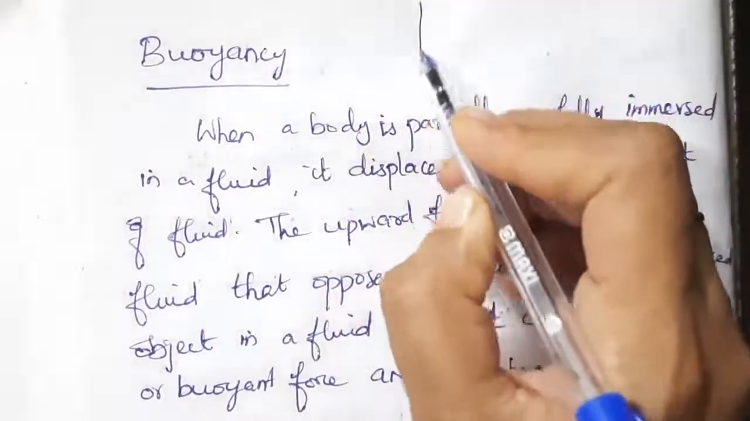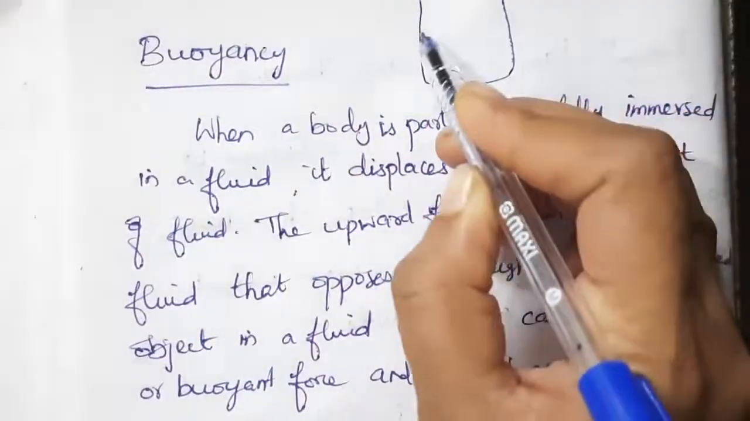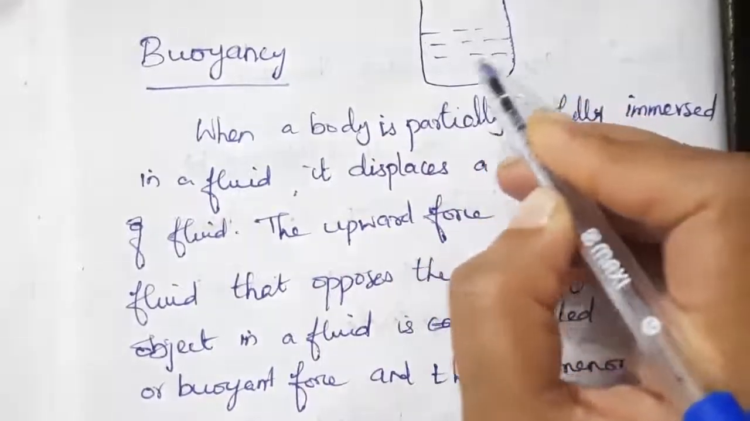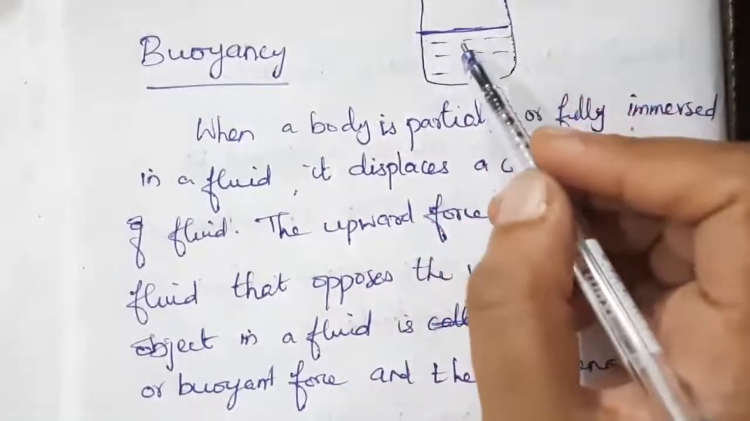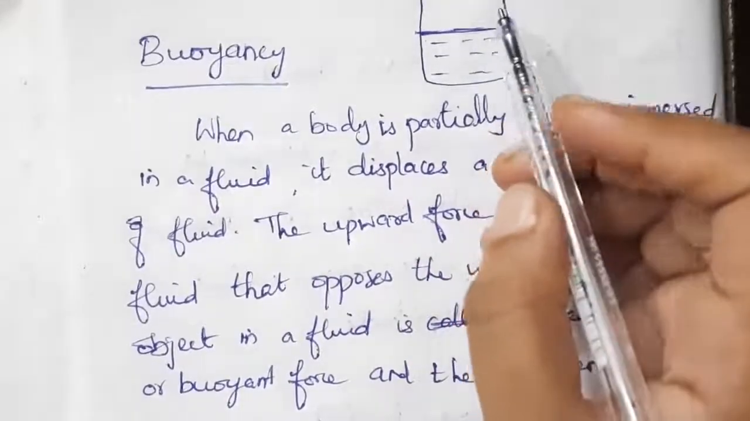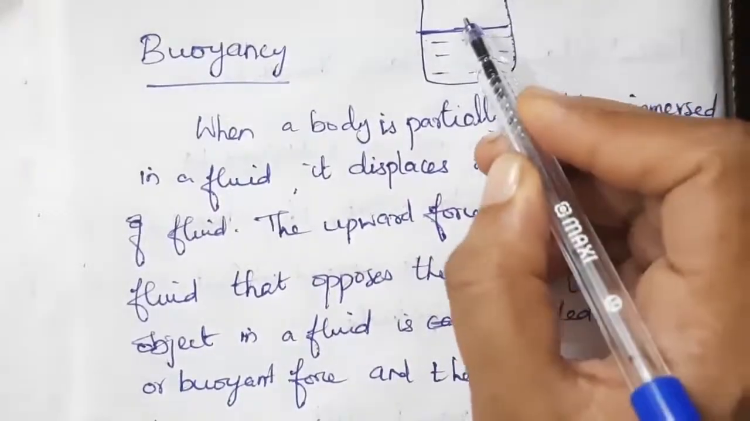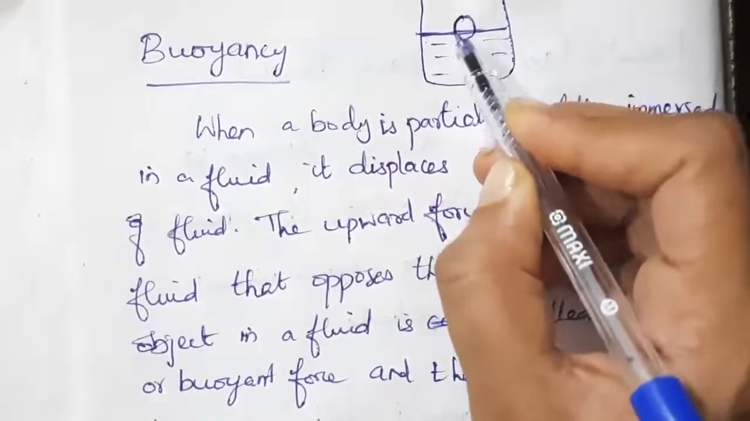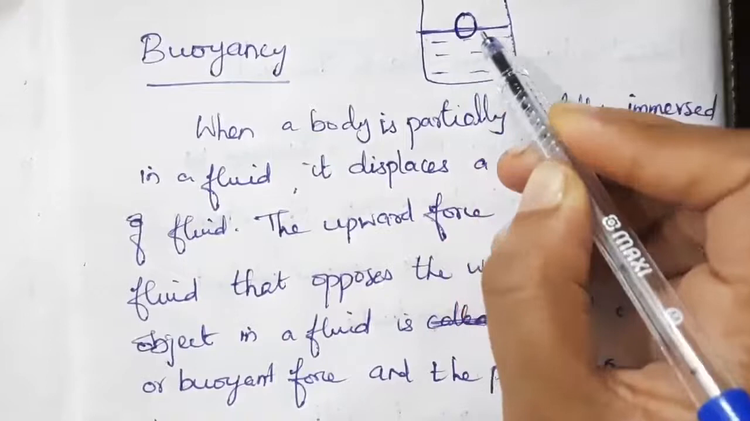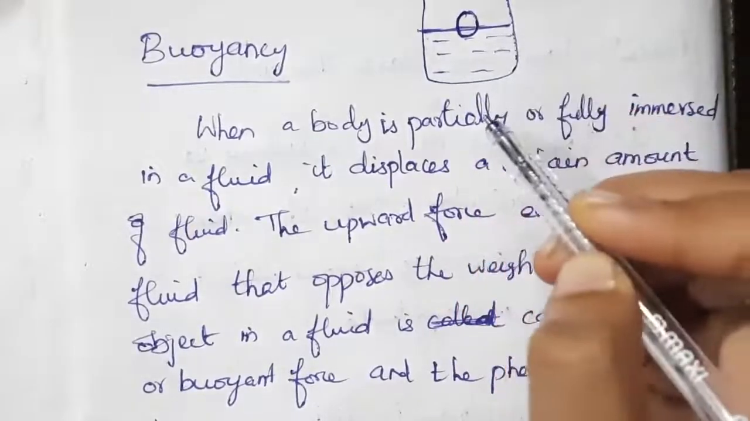Listen. So this is a container filled with water or any liquid. This is the level of the liquid. When you put an object, a ball or any sphere or anything, what will happen? It will immerse in the liquid, either partially or fully.